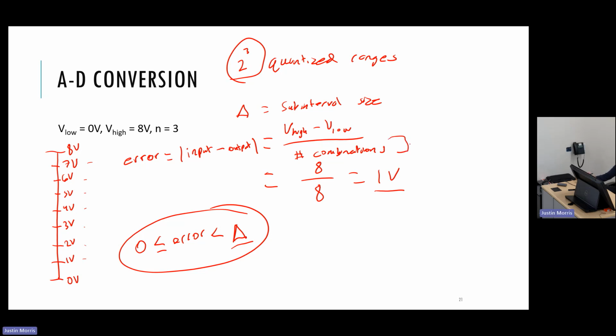Yes. And we increase the number of combinations by increasing the number of bits. Right? So that would be defined by n.